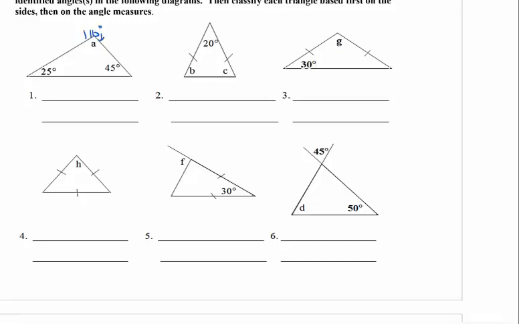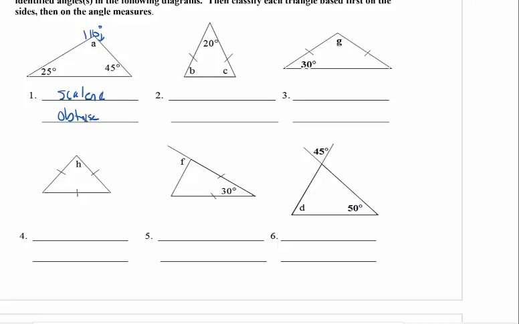Looking at this, if I wanted to categorize it first by the sides, since I have three different angle measurements, I have a scalene triangle. All of the sides are different. Looking at my angles, the 110 is the important one here. This is an obtuse triangle.